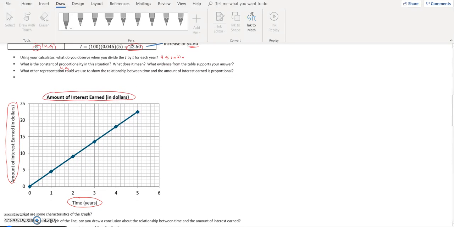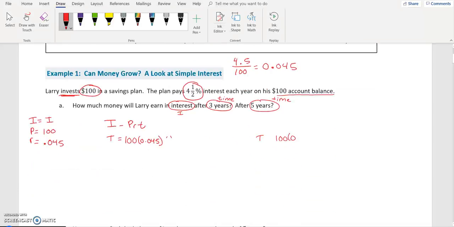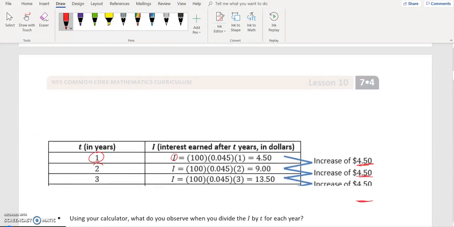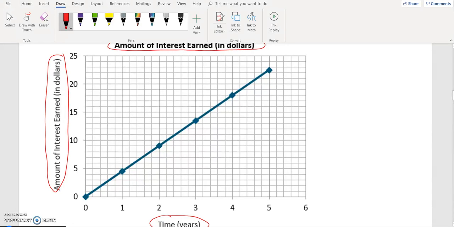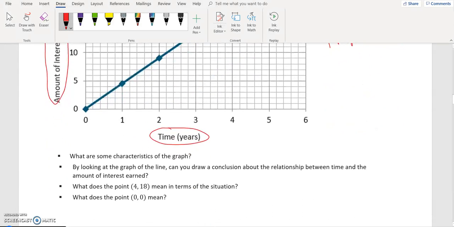By looking at the graph of the line, can you draw a conclusion about the relationship? So what do we have here? What kind of line do we have here? That's right. It is straight. It is a straight line, and it's going through the origin. And so therefore, it is proportional. Just like our table was, our rate of 4.5% is not changing. It's the same thing all the time.